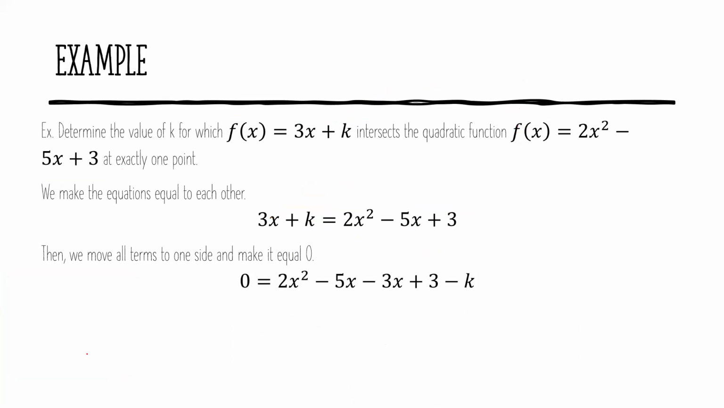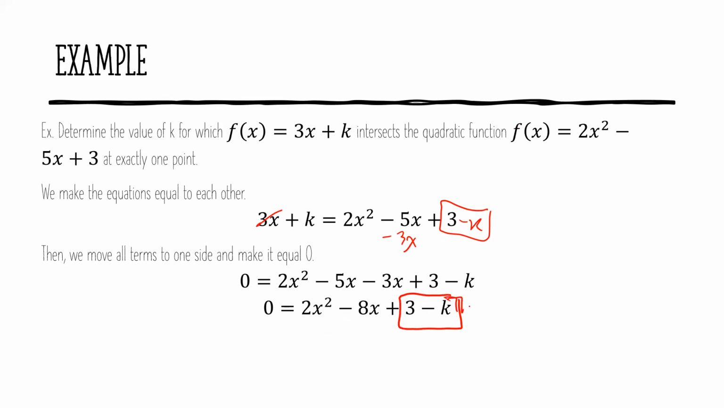So I'm going to erase all this. And then we end up seeing that we're going to subtract the 3x here, and then we subtract the k right here at the very end. So we join these two constants together. This ends up giving us 2x squared minus 8x plus 3 minus k.